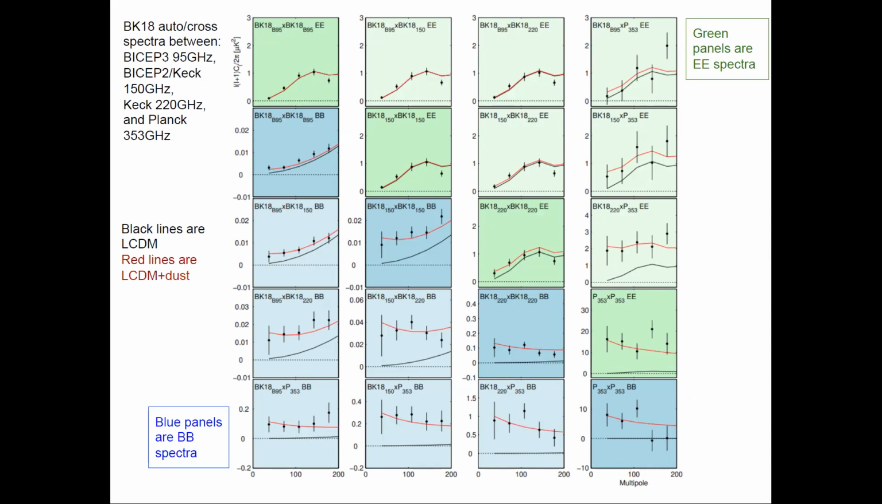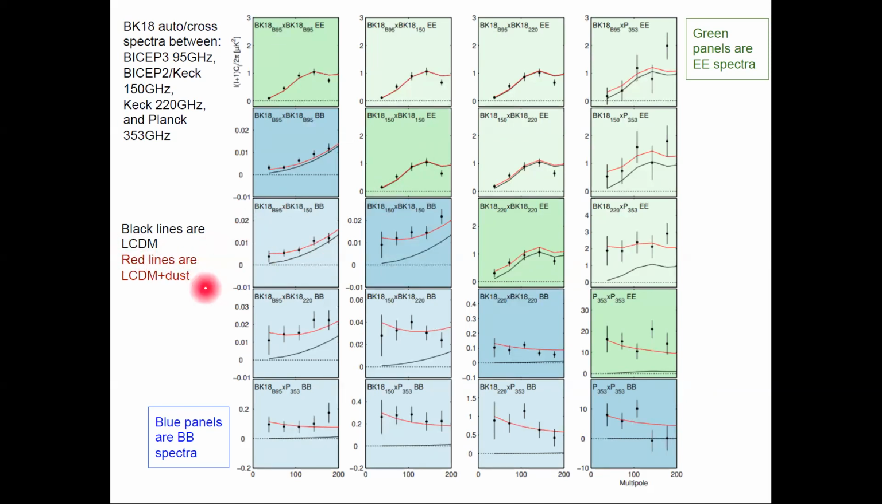This plot is zooming in on the BICEP Keck frequencies 95, 150, 220, and then this is Planck 353. Blue is B modes, green is E modes. The darker colored panels are the auto spectra, each map crossed with itself, and the lighter panels are the cross spectra. The black lines are lambda CDM, the lensing expectation here, and the lambda CDM E mode in the green panels.